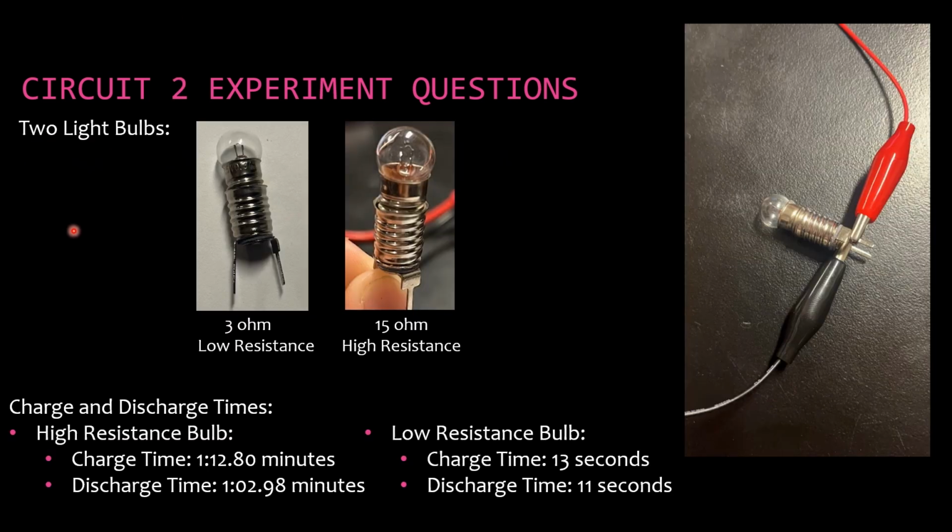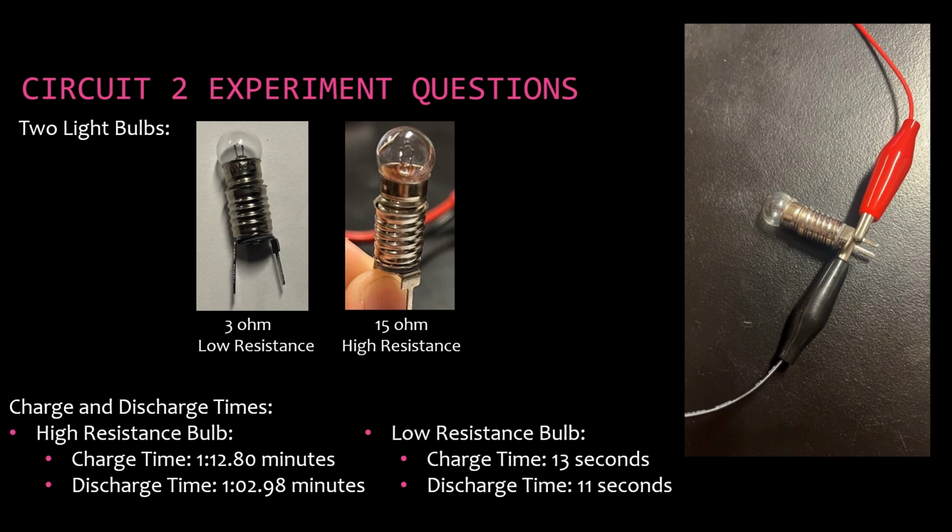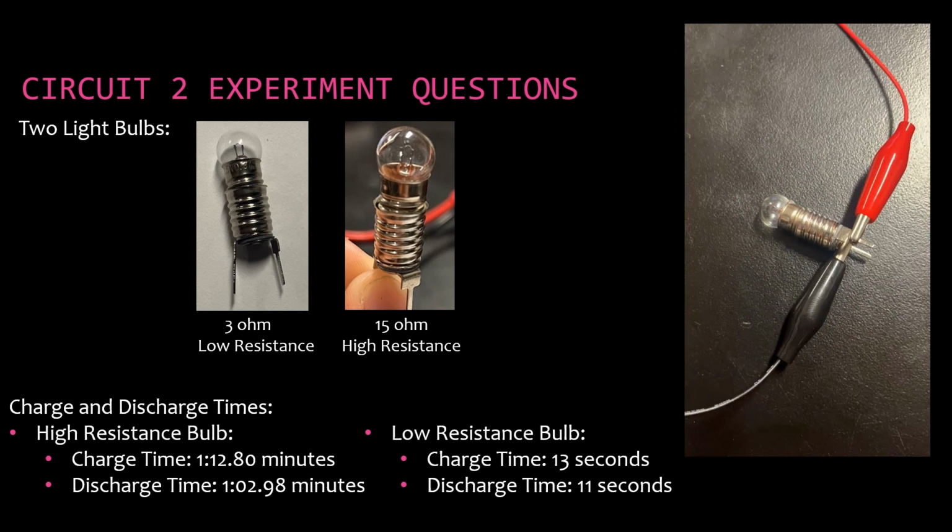Now for circuit 2, this was once again the one we originally had with our LED and our capacitor. We had 2 light bulbs, a 3 ohm, which was a low resistance one, and a 15 ohm, which is a high resistance one. As you can see right here, we have a little video. This was a time lapse of the capacitor charging and discharging, and thus what it showed on the LED. And the charge and discharge times can be seen below.